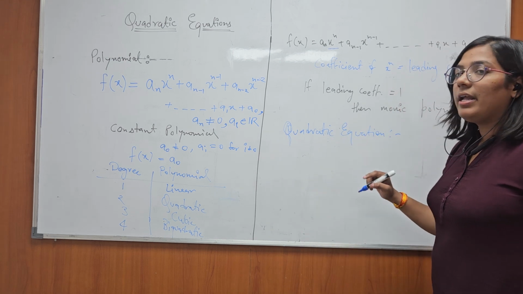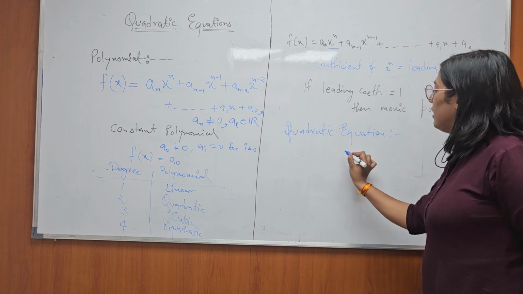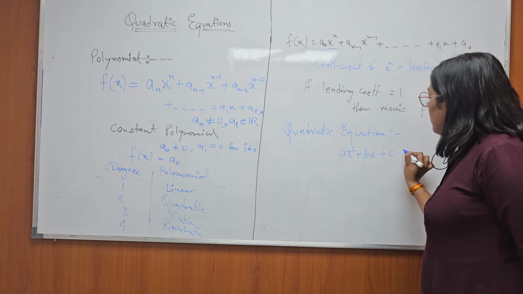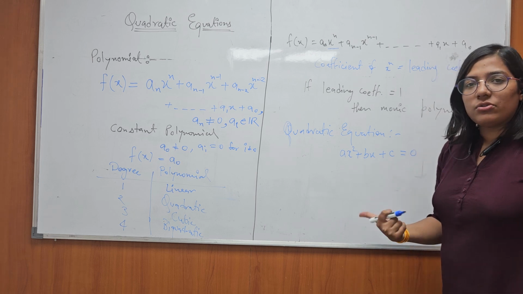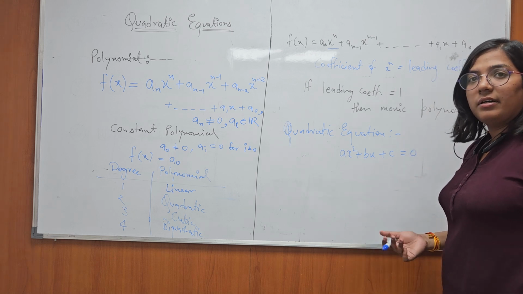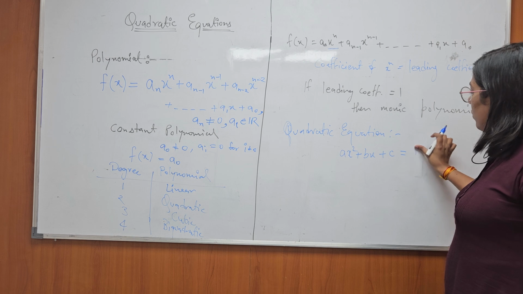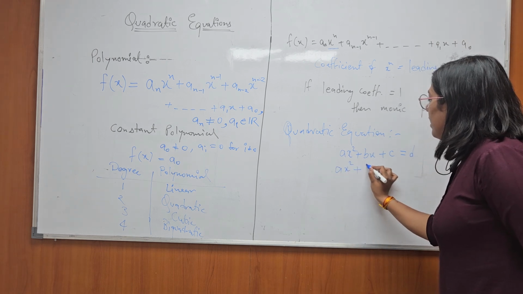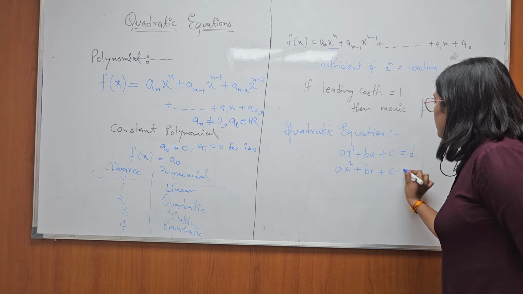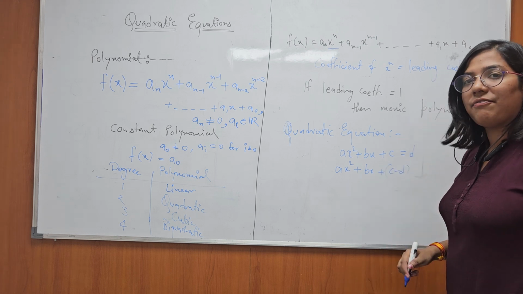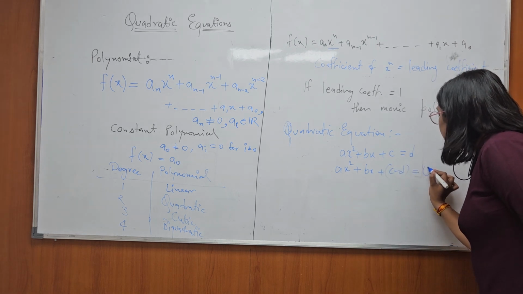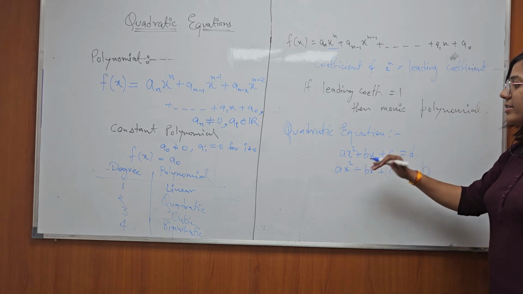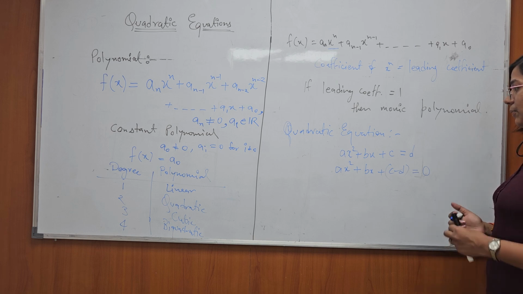if the quadratic polynomial is equated to a constant, that is ax square plus bx plus c is equated to 0. We can also equate it to some other constant other than 0. Suppose we are equating it to d, then in that case we'll reform it to ax square plus bx plus c minus d. d will transfer to the left hand side and we'll get RHS as 0. So this is the standard form of a quadratic equation: ax square plus bx plus c equals 0.